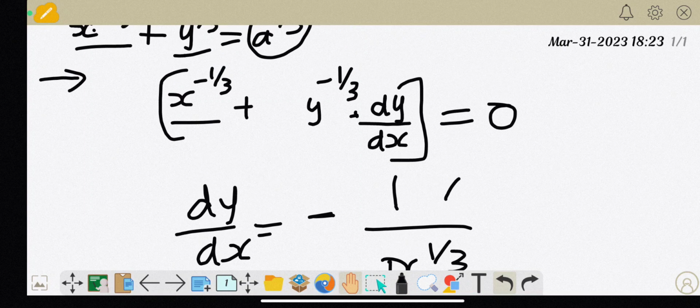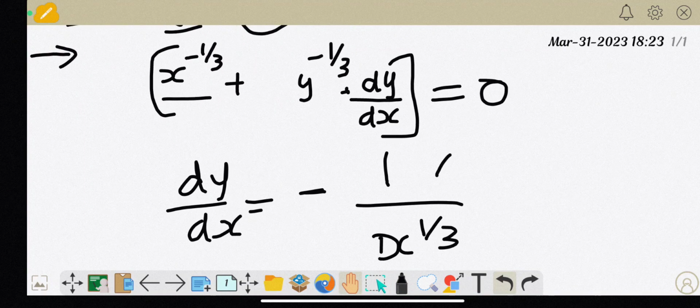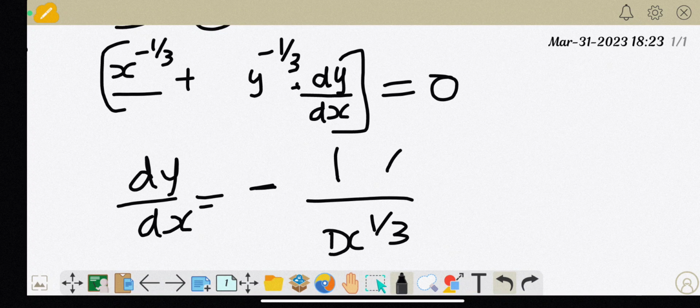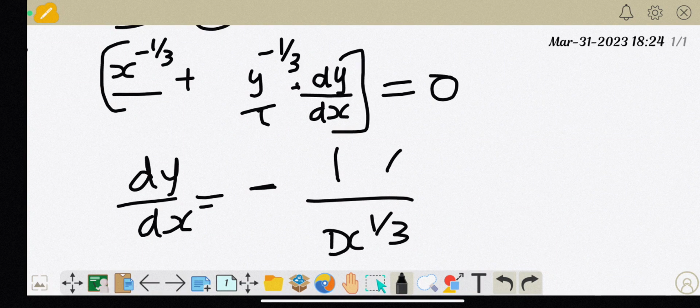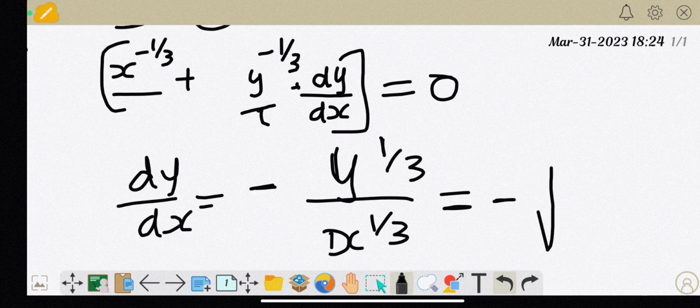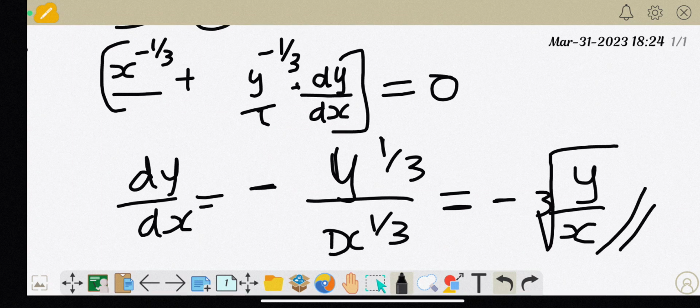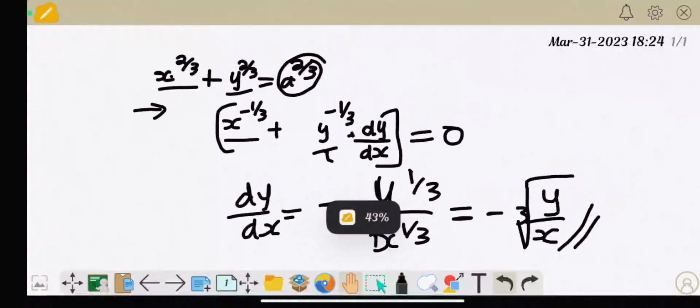Now here y to the power 1 by 3, if I send it to the other side, what happens? This term will be in the denominator, correct? y to the power minus 1 by 3. If I want this power to be positive, I have to send it to the numerator, so it will be y to the power 1 by 3. To the power 1 by 3 means cube root of, correct? So I can just write it as minus cube root of y by x. Okay, so this is one way you can solve using implicit differentiation.